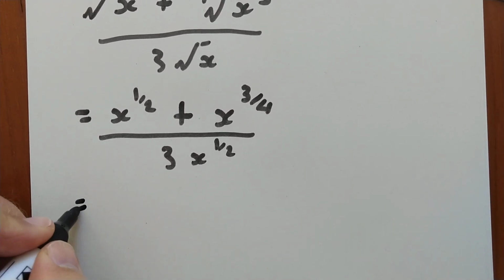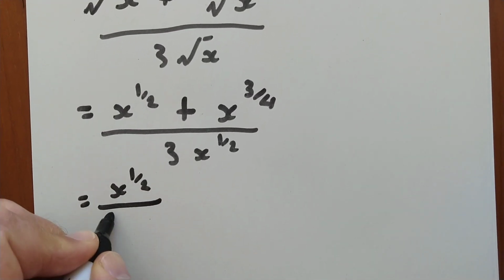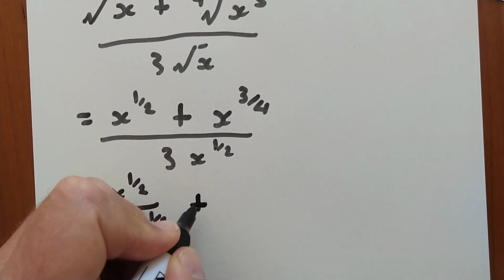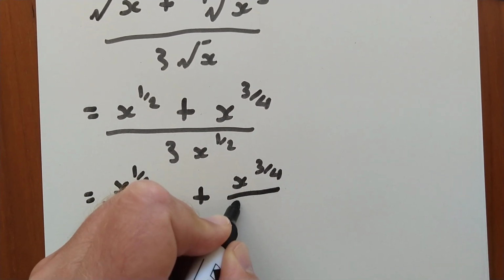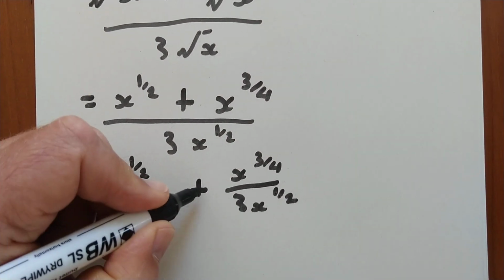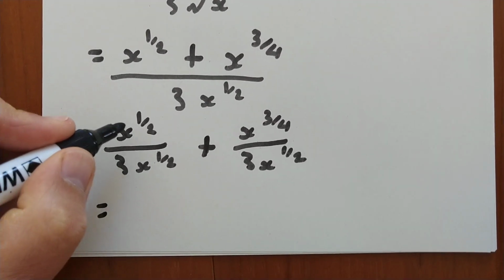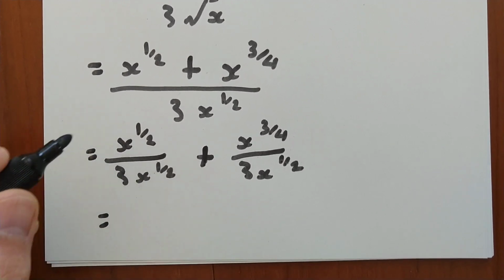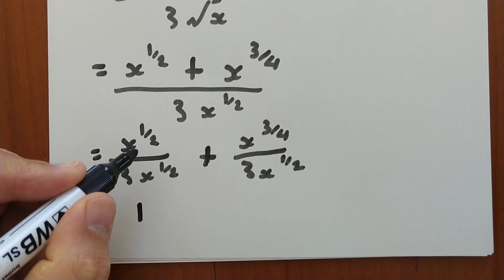Okay, well, what I now have is x to the half over 3x to the half, plus x to the 3/4 over 3x to the half. Separate fractions, I'll simplify and I'll subtract powers. A half, take away a half, that's just x to the 0, which is 1. Or if you like, I'm just cancelling x to the half with x to the half. Either way around, the top line becomes 1.